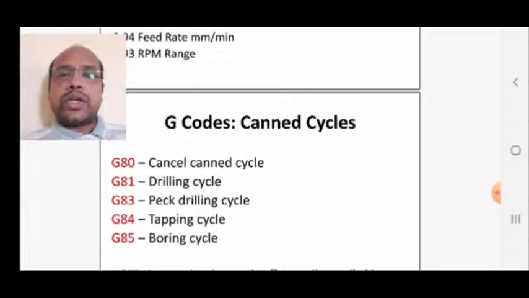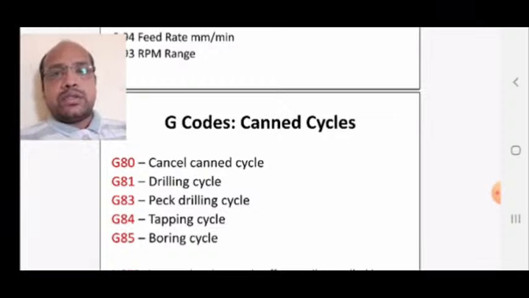So these are the 4 types of the canned cycles. For stopping this canned cycle, we need to insert G80 code. G80 code is used for stopping the action of the canned cycle. Suppose you want to stop the drilling cycle after drilling 10 holes, you need to insert G80 code immediately.